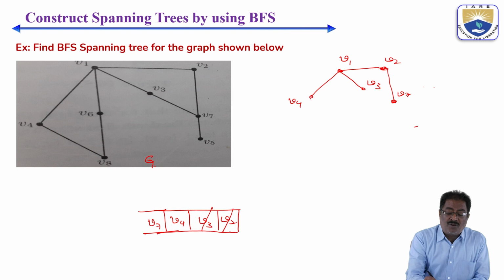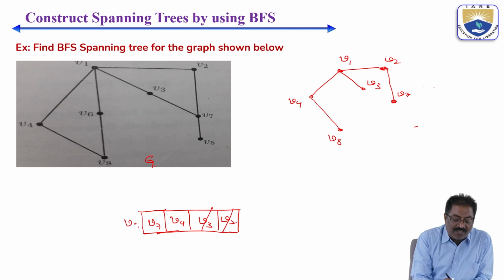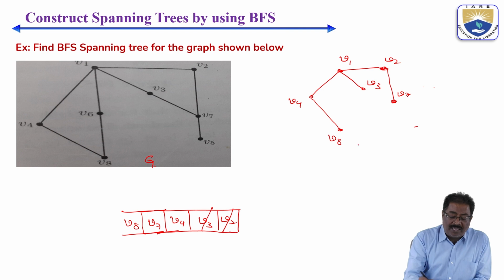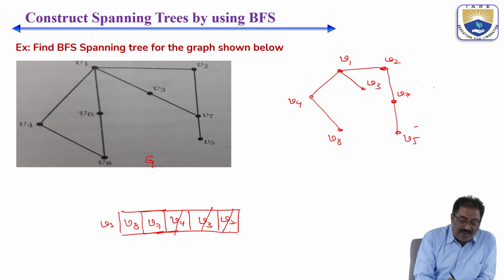V4's unvisited neighbor is V8. So V8 is adjacent, and we'll make it V8. Now we'll move to the next one in the queue, V4. V4's adjacent, V8, we already considered, and then we dequeue that. Then we consider V7. V7's adjacent is V5. Then we put V5 into the queue.